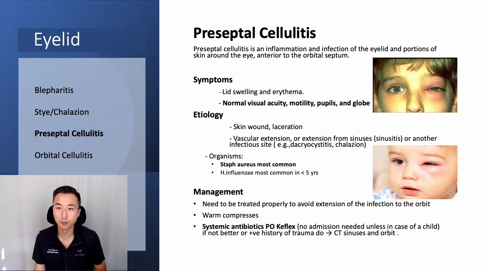And what we mean by globe is that their eyeball itself shouldn't be pushed forward. Their lids may be swollen and pushed forward compared to the lids on the other side, but the actual position of the eyeball itself should be the same.